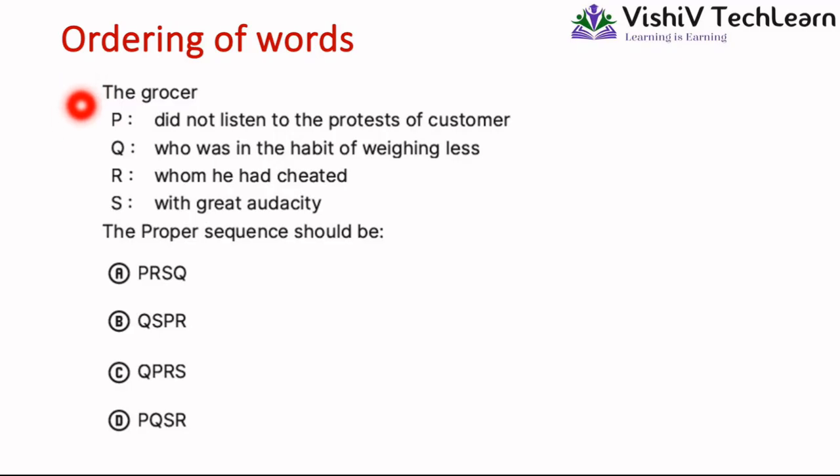So here in this case we can start with Q. The grocer who was in the habit of weighing less. That way we can start. Did not listen to the protests of customer, and remaining two are RS, whom he had cheated with great audacity. That could be the sequence. So if we start with Q, then sequence should be QPRS. S should be at the end. QPRS, and that option is option C, and it's right.